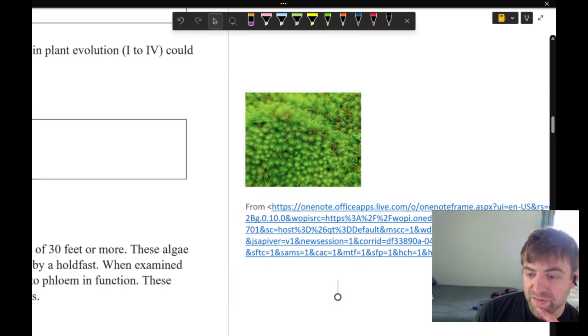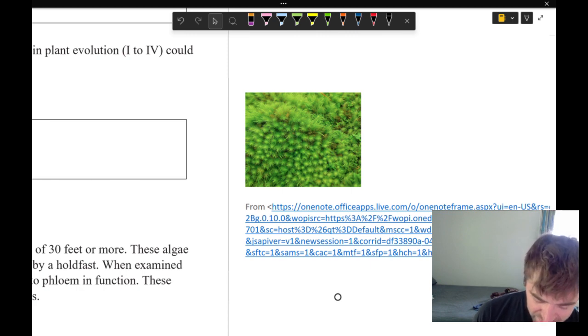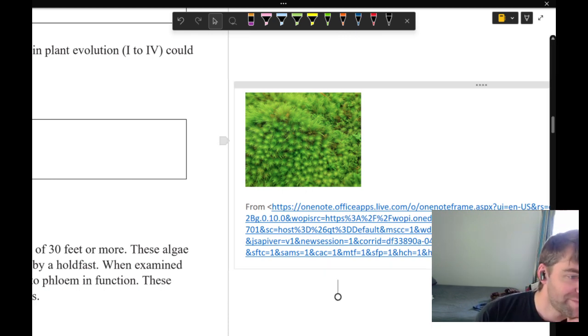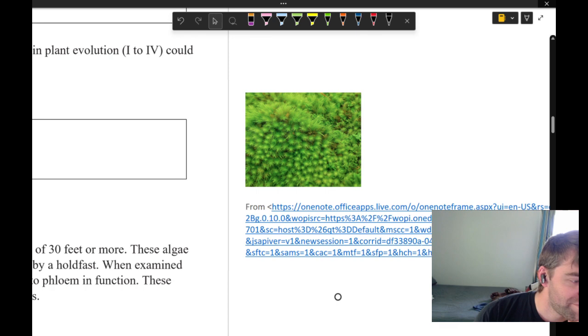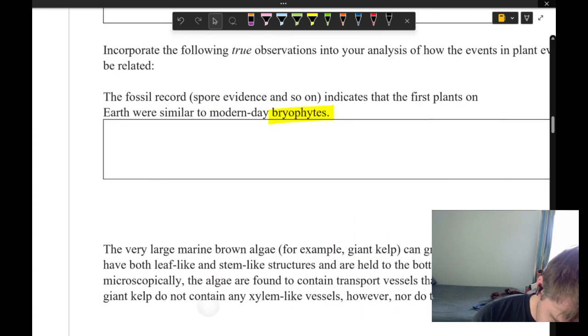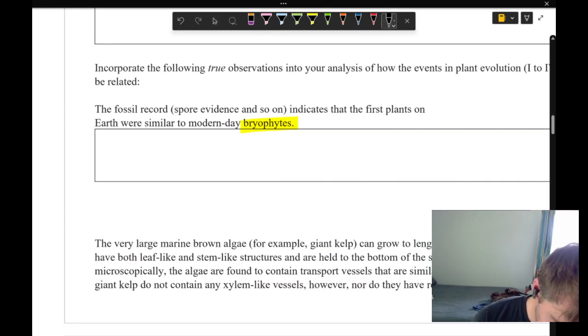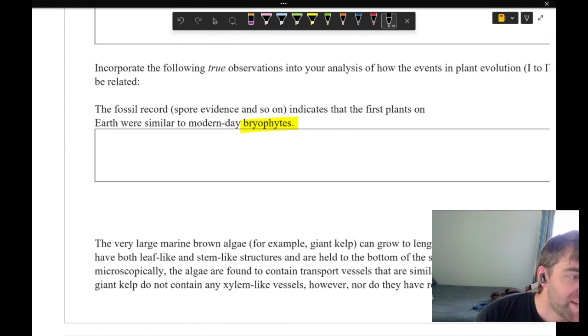You can see a lot of these growing on rocks and gardens all over the Pacific Northwest. They don't have true leaves. Anyways, before I get too distracted, the fossil record indicates the first plants on Earth were similar to modern-day bryophytes.